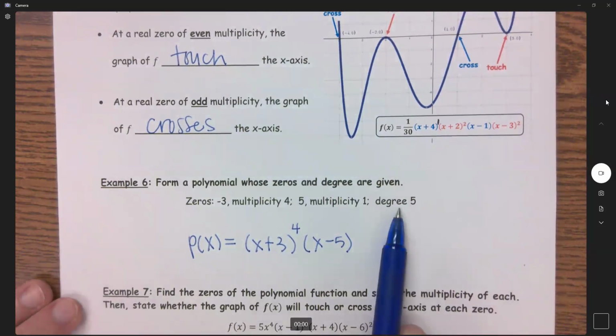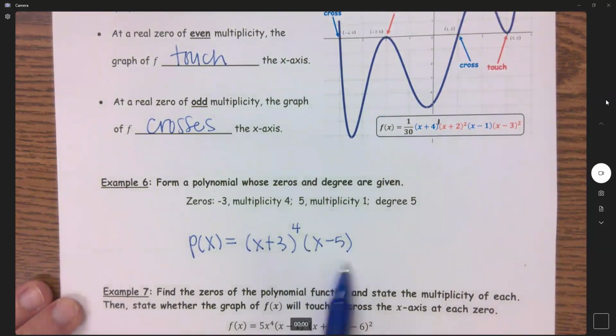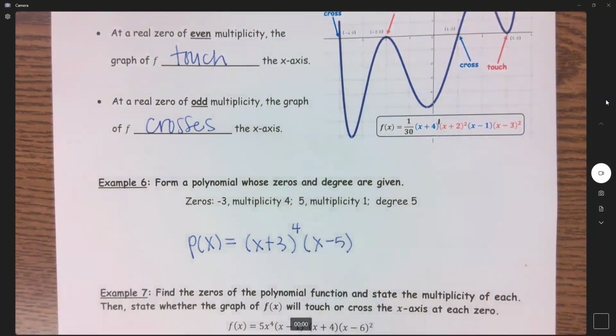And then you can just check. Yeah, it should have a degree of 5. Well, I have 4 x's here, 1 x here. Yes, when I multiply that all together, we would end up with an x to the 5th. And so that's all you have to do for that problem there.